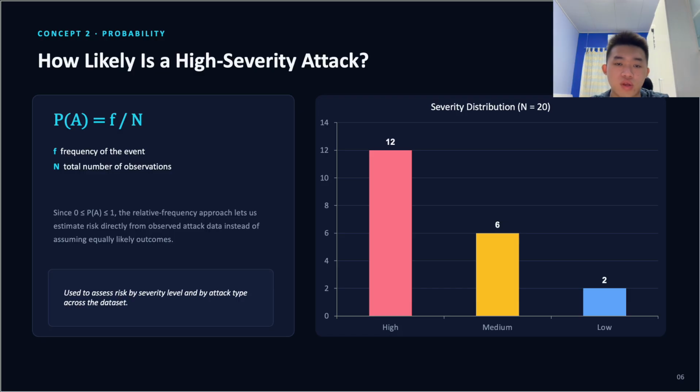Alongside graph theory, we use probability to measure how often certain attack characteristics show up. We use the relative frequency formula P(A) equals F over N, frequency over total observations, since we are estimating from real attack data rather than assuming equally likely outcomes. In our dataset of 20 payloads, 12 are high severity, 6 medium, and 2 low. So P(H) equals 12 over 20, or 60%. 3 out of every 5 payloads we study are high severity.